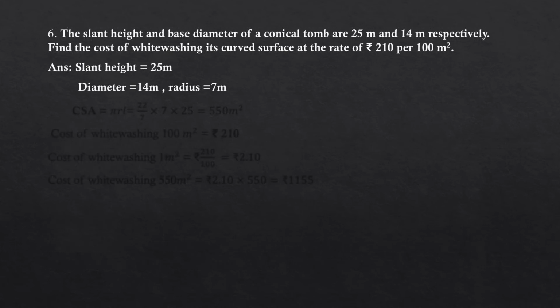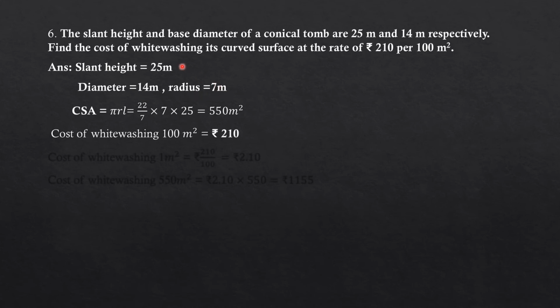Question number 6. The slant height and base diameter of a conical dome are 25 meter and 14 meter respectively. Find the cost of whitewashing its curved surface at the rate of rupees 210 per 100 meter square. We are given slant height as 25 meter and diameter is 14 meter. Therefore, radius will be 7 meter. To find the cost of whitewashing, we should find how much area it is. Therefore, CSA is πrl equal to 22/7 × 7 × 25, which is 550 meter square.